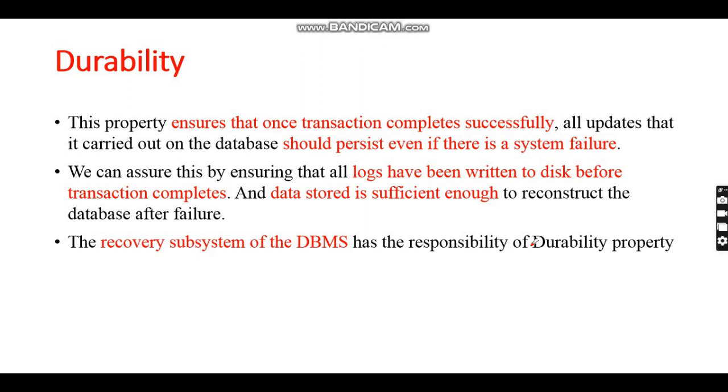This is the concept of durability, which ensures that even after the system fails, we can persist our data, right? We can carry out various transactions even after the system fails. And to ensure this, various logs are maintained on the disk before the completion of any transaction, okay? And there must be enough data to reconstruct the database after the failure. And who is responsible for this? The recovery subsystem of the DBMS is responsible for this durability property.